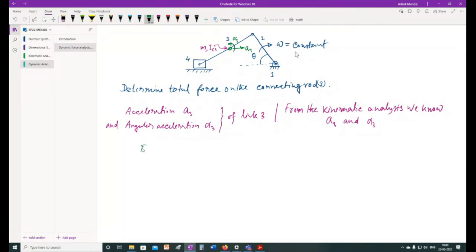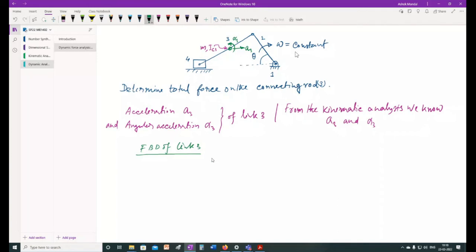Free body diagram of link 3. Sir, all other links are massless except 3. It's not given here. Let's do the analysis, you will see it. Okay, sir. All right, according to this problem which is given here, they are considering the crank as massless. Let me proceed, it will be clear.